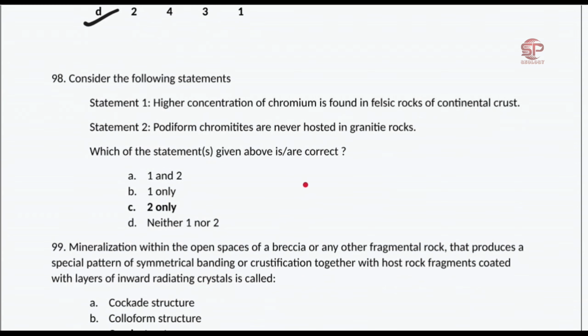When it comes to the question, higher concentration of chromium is found in felsic rock of continental crust. Chromium is never found in felsic rock, because chromite is a highly refractory mineral. It is produced at the early magmatic segregation, so that's why it is not found in continental crust. It will be wrong. Podiform chromites are never hosted in granite rock. This is true because they are associated with basic and ultrabasic rock. So only two options are correct. So it will be C.